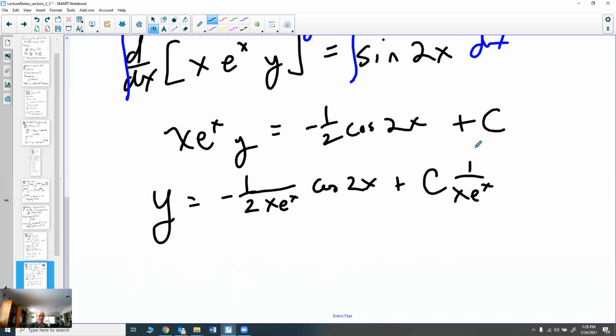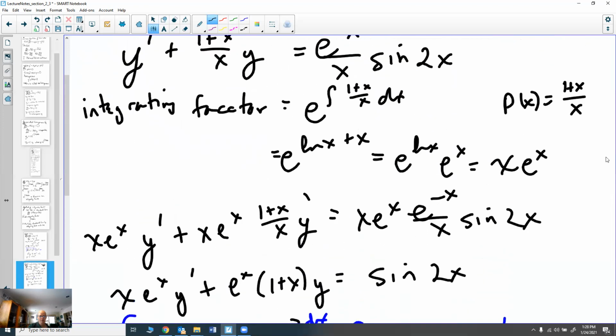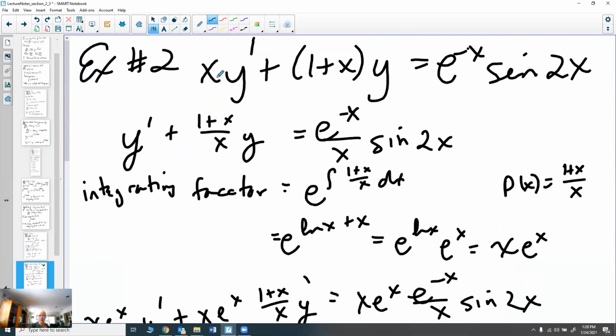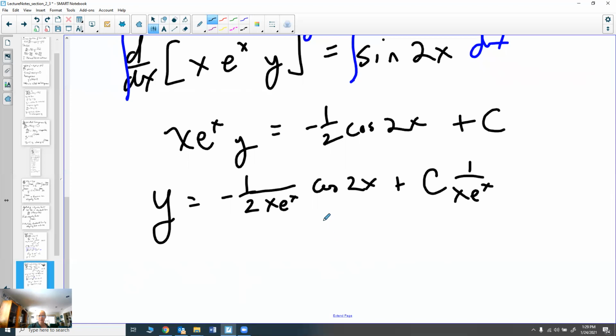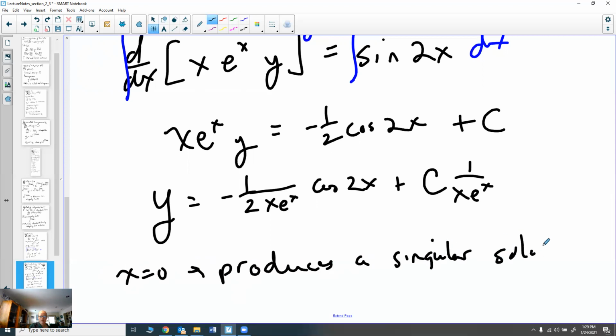Now, one thing I will point out is I did make an assumption back up here at the very top. I didn't mention it at the time, but the assumption was made. When I divided through by x, I had to make the assumption that x could not be 0. So in fact, if you look at this equation, x equals 0 will never get me a solution. So that means it's actually a singular solution. So x equals 0 produces, I should say, not itself, but it produces a singular solution. And that actually causes some major problems. So we want to make sure we ignore that.